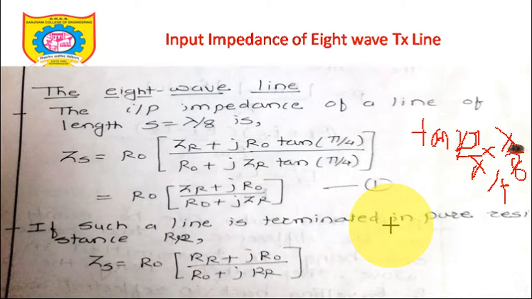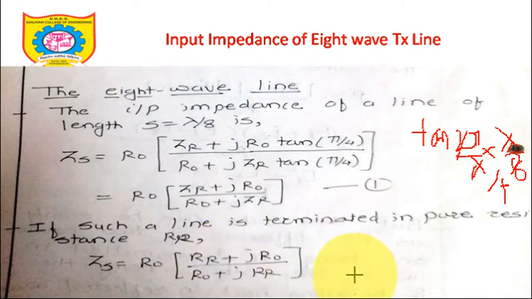Now if I want to terminate this line in a pure resistance, instead of ZR I am going to replace it with RR, if such a line is terminated in a pure resistance. So Z is equal to R0 (RR plus J R0) divided by (R0 plus J RR). Now we have rectangular representations of impedances: RR plus J R0 and R0 plus J RR.